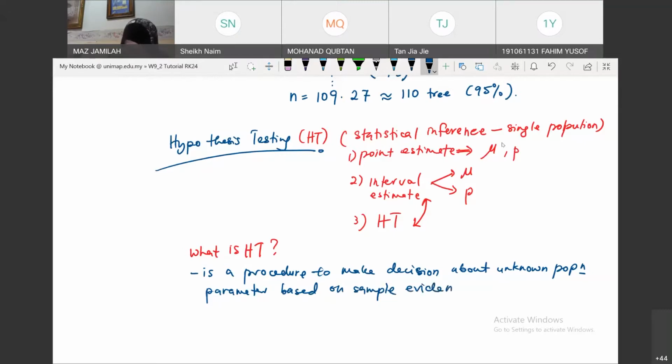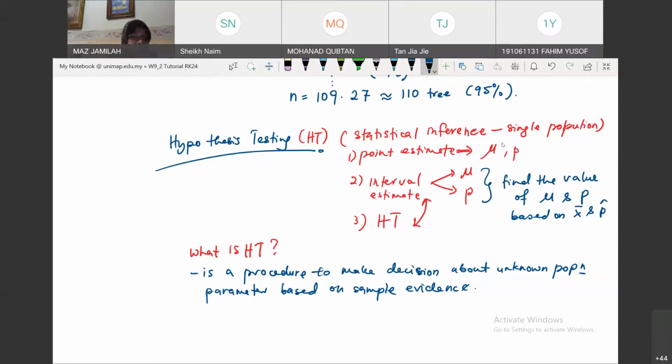So now class, think about the difference between interval estimate and HT. In interval estimate, we only find the value of our mu and p, based on x bar and p hat. Just find the value. But now in HT, you are making a decision. So when you make a decision, it involves a procedure or a few steps for you to make that decision.